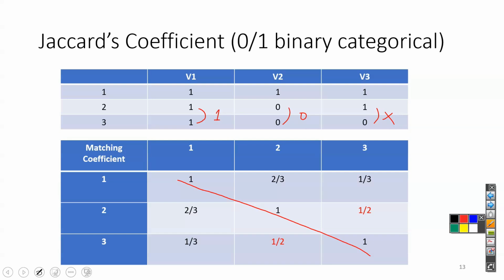So the reason I get half here is that for the numerator, I want to count how many matching 1s I have. In this case, it's 1. For the denominator, I first need to calculate how many variables I have. I basically have 3. I want to use 3 subtract the number of matching 0s. In this case, I have 1 matching 0. So that's how I get half for that part. So when you are using Jaccard coefficients, you will be able to avoid putting 0s into the same group.